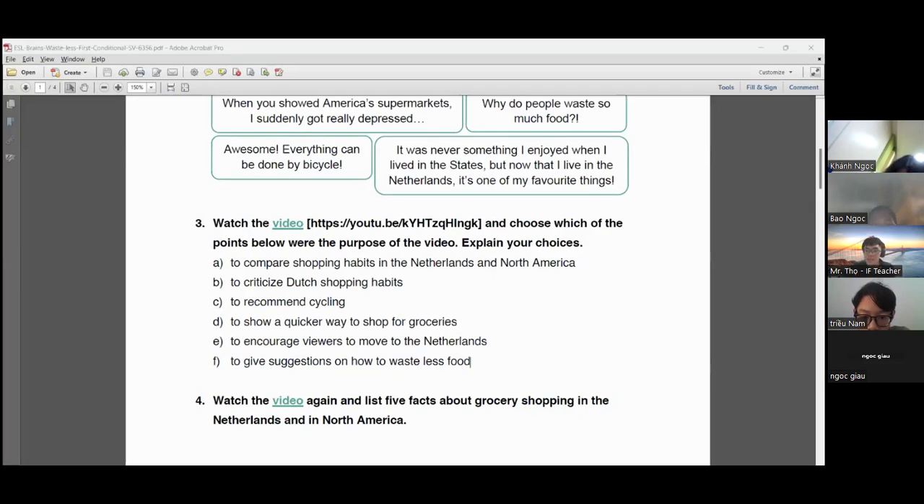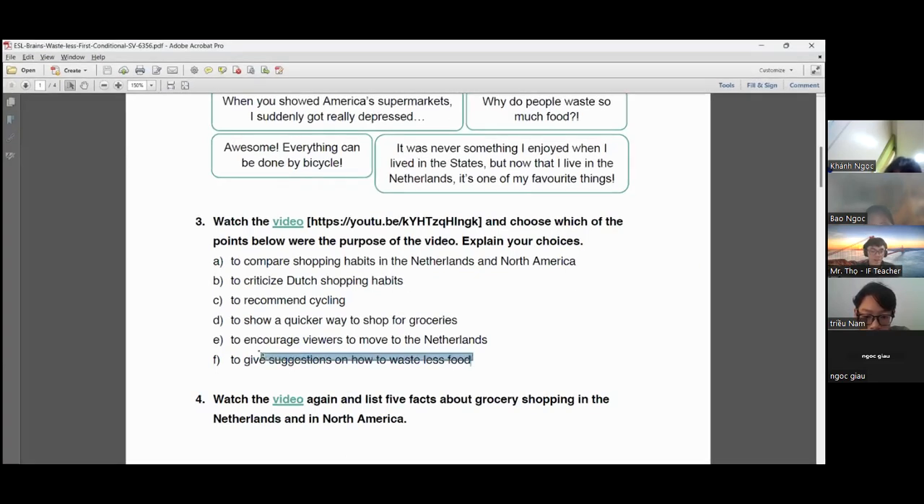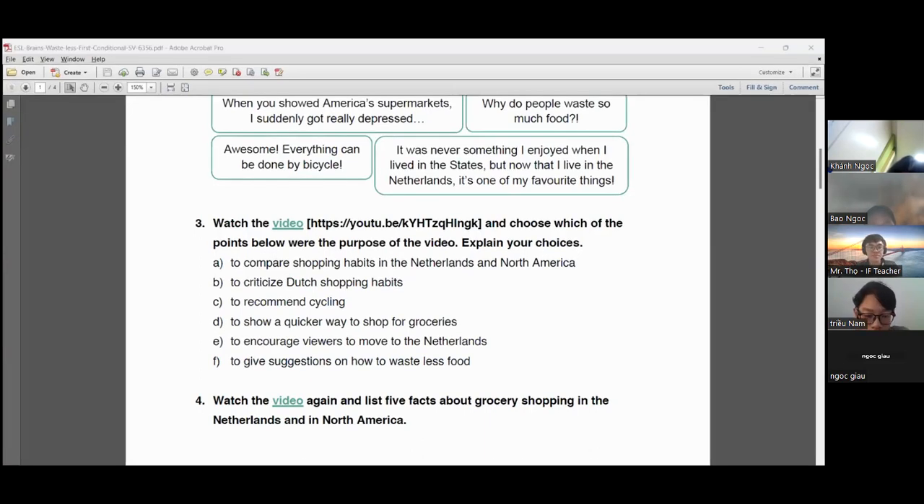So let's relate this back to our country. How do you think our shopping habit is compared to America and the Dutch? Can you compare our shopping habit to that of the Netherlands or the US? Can you say again, please? So, compare from what you have seen from the video, what do you think about the shopping habits in our country?